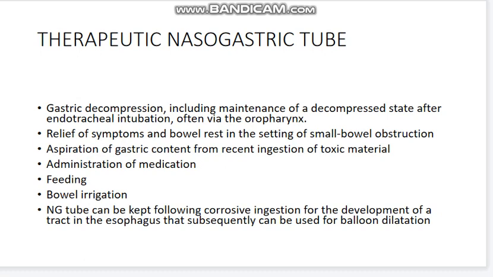Gastric decompression, including maintenance of the decompressed state after endotracheal intubation, often via the oropharynx. Relief of symptoms, bowel rest, setting of a small bowel obstruction, and gastric containment after recent ingestion of toxic material. Administration of medication, feeding, and bowel irrigation. An NG tube can be kept in corrosive ingestion for the development of a tract of the esophagus, and subsequently can be used for balloon dilatation.